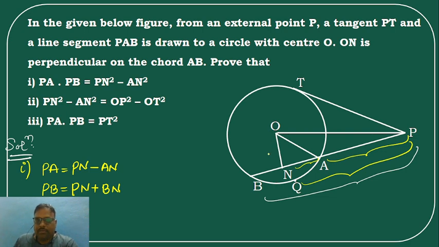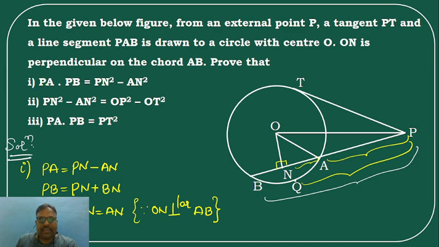Now it is clearly told that ON is perpendicular to AB. So since ON is perpendicular to AB, it bisects AB, right? So now you can write that BN is equal to AN, on the basis that ON is perpendicular to AB. So BN is equal to AN. You got it up to here. So in the place of this BN, I can write AN again.